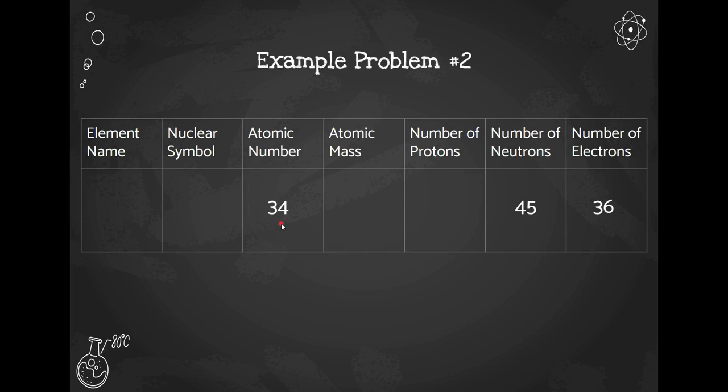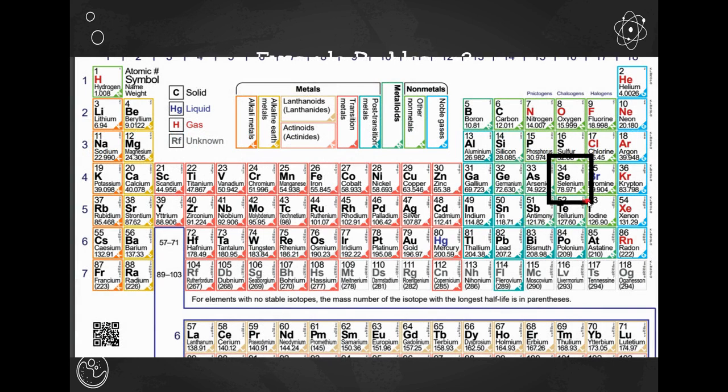So let's see what we know first. We know the number of neutrons, the number of electrons, and the atomic number. The first thing I'm going to do is say how many protons I have, because I know that the number of protons is equal to the atomic number. Next, let's find that chemical symbol. Using our periodic table, we'll look for the 34, represented by our atomic number, and we'll see both the symbol Se and the name selenium right here on our periodic table.